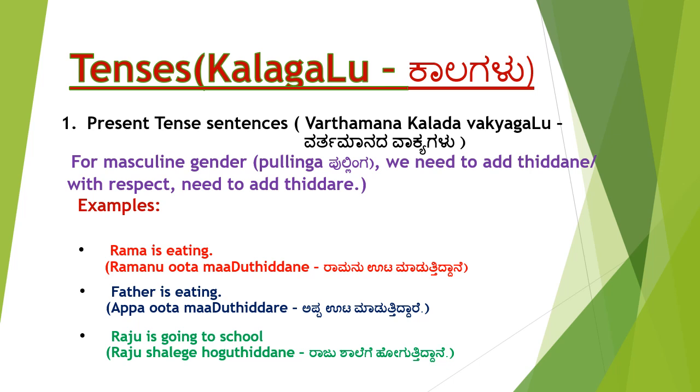In this slide, we are going to see about how to make a sentence and what suffix we need to add at the end of the word, that is verb, to make sentence in Kannada. So, there are different suffixes we need to add while making present tense sentence for Pullinga, Strilinga and Napumsakalinga. So, Pullinga is nothing but masculine gender, Strilinga is feminine gender and neutral gender is Napumsakalinga.